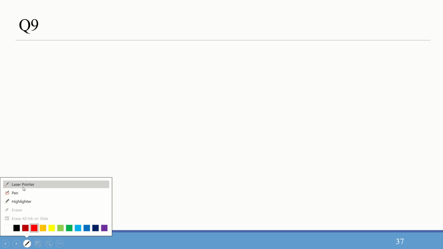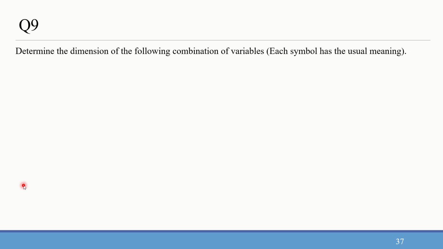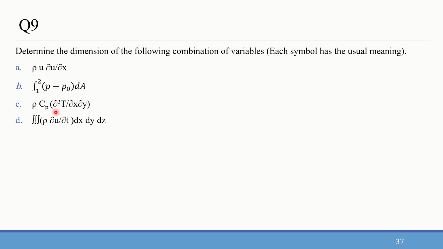Now we will go for question 9. In question 9, what is given is: determine the dimension of the following combination of variables. Each symbol has the usual meaning. We have to find it for all, they are not options. First one is rho into u into dou u by dou x. Second one is the integral of (p minus p naught) dA from 1 to 2. Third one is rho into cp into dou square T by dou x dou y. And the final one is the triple integral of rho into dou u by dou t into dx, dy and dz.